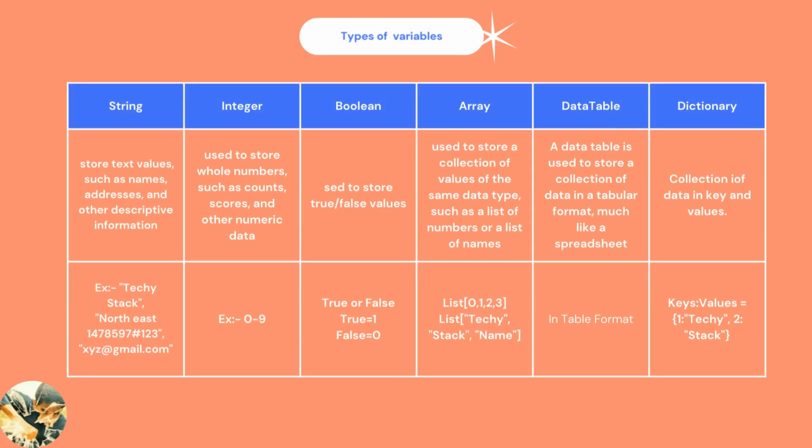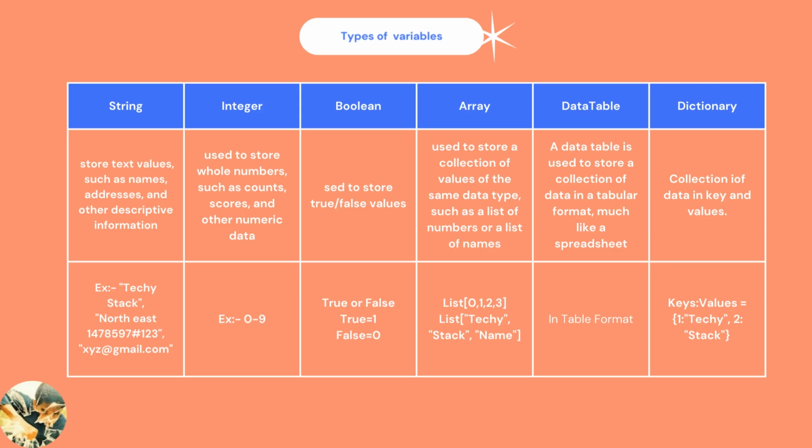Types of variables. We have multiple types of variables: string, integer, boolean, array, data table, and dictionary. These are the most common ones we use in UiPath. First of all, we'll try to understand what a string is.